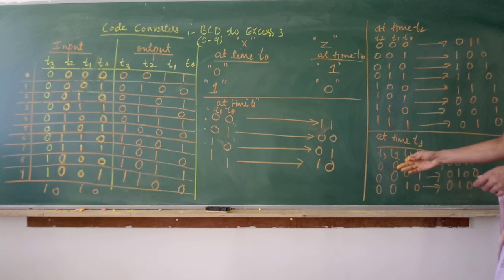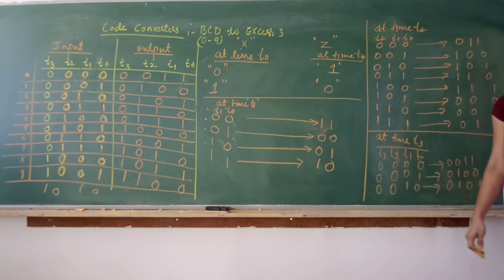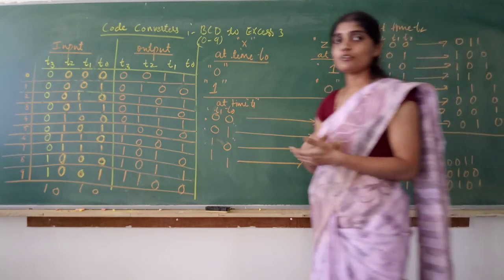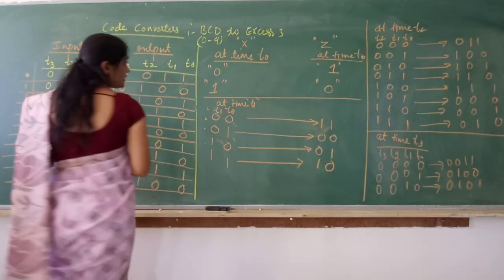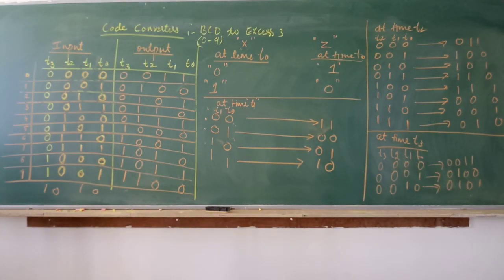Okay. So after it receives all the 4 bits, next what should happen? It should reset, and it should get ready to receive another 4 bits. So this is the logic behind converting BCD to XS3. Now with this logic, we'll write the state table.